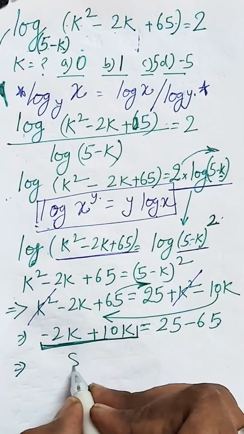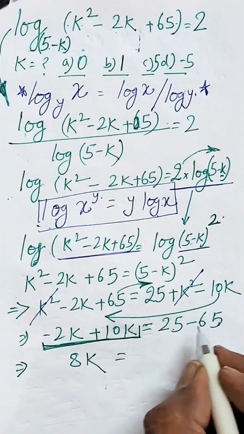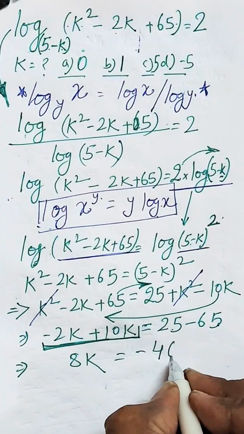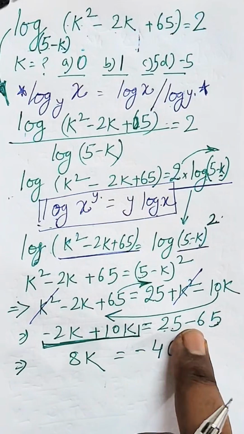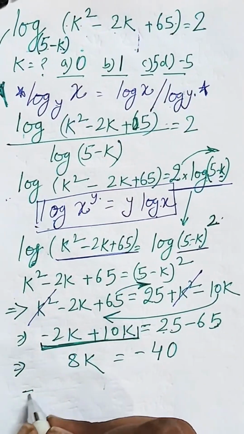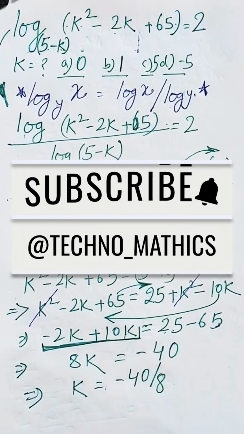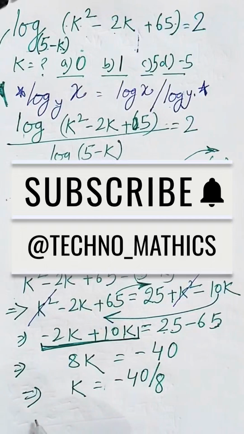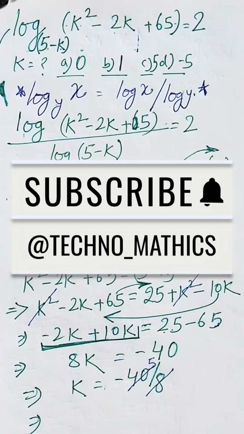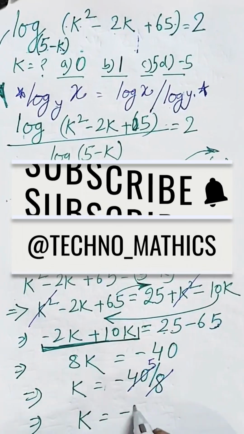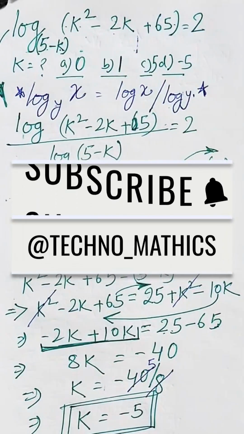So 10k minus 2k is nothing but 8k, and 8k is equal to 25 minus 65, which is nothing but minus 40, right? 65 minus 25 is 40, and negative is higher, so that's why minus 40. This gives you the value of k as minus 40 divided by 8. This 8 will divide 40 five times. So this will give you the value of k as equal to minus 5. In this way we have solved this question, and the value of k is equal to minus 5.